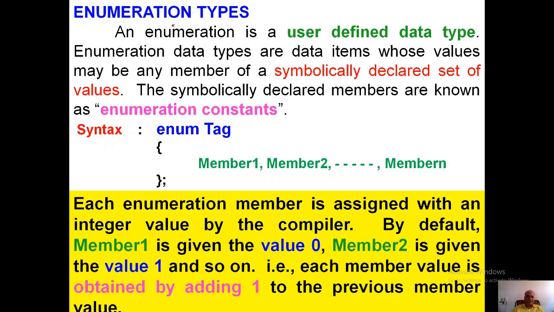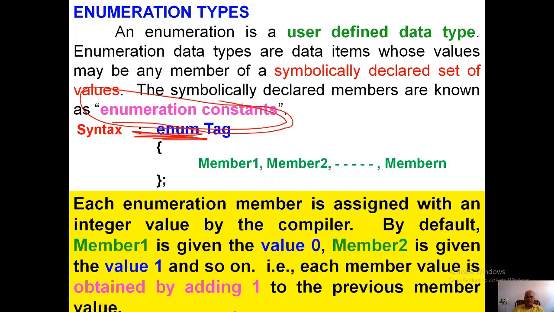It is a user defined data type. Here the data items have values that may be any member of a symbolically declared set of values called an enumeration. Enumeration can be referred to as enum, similar to the structure declaration. Here enumeration members are assigned integer values by the compiler. By default the first member is given the value 0, the second member is given 1, the third member is given 2, and so on, by adding 1 to the previous member value.